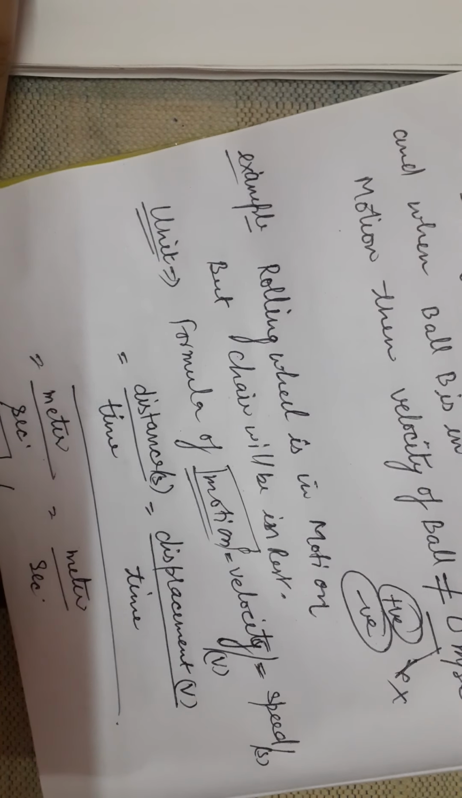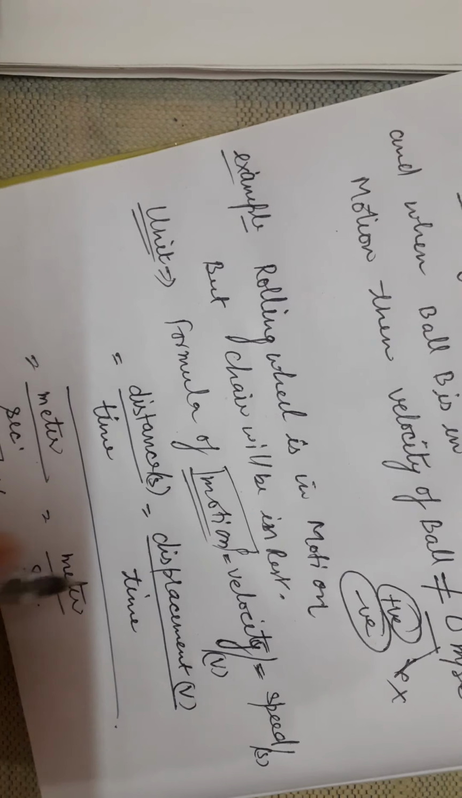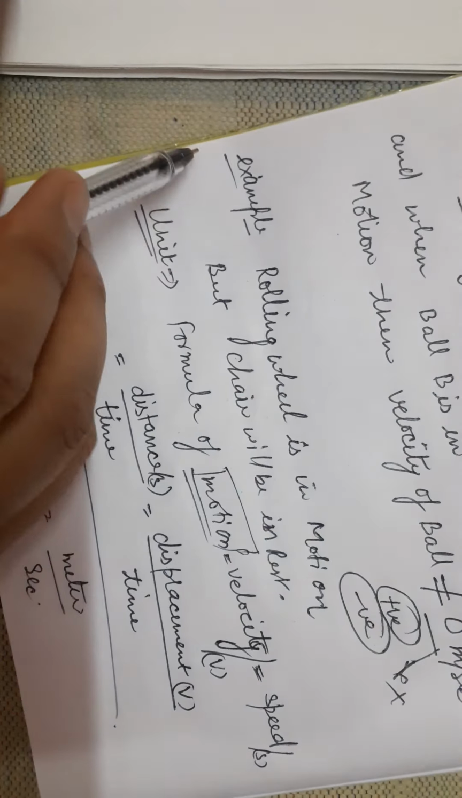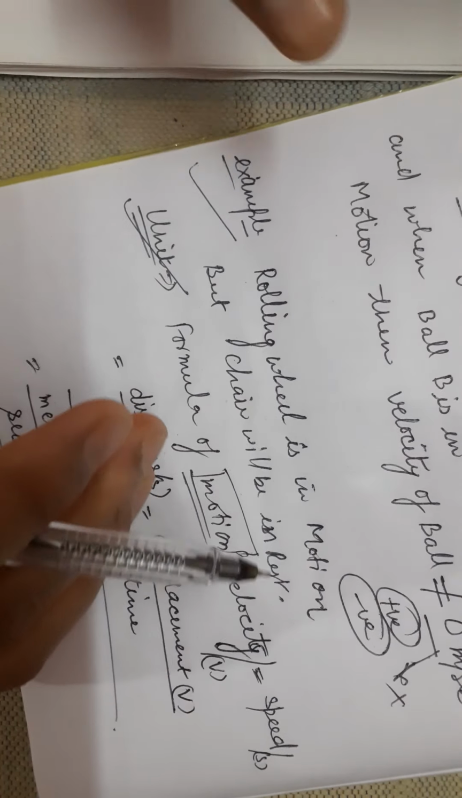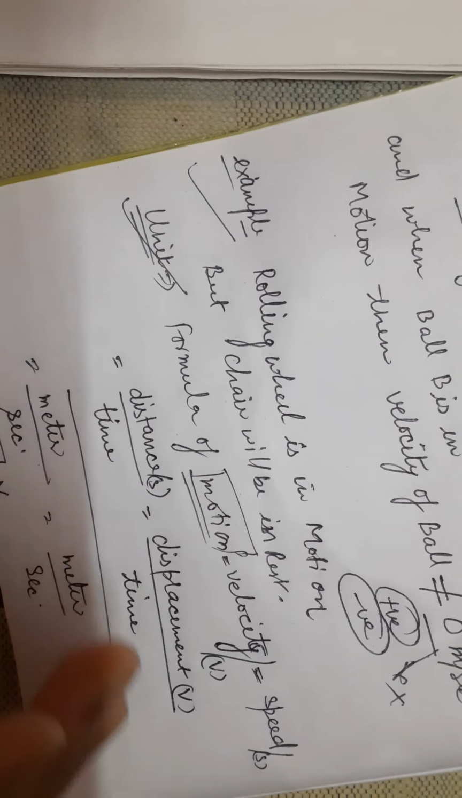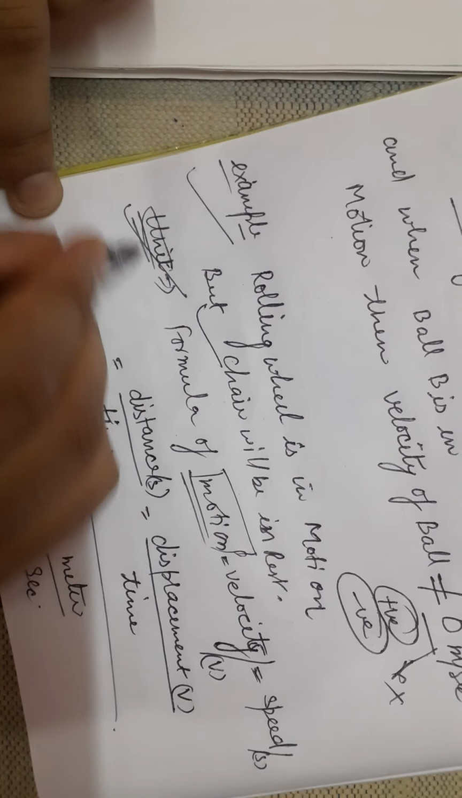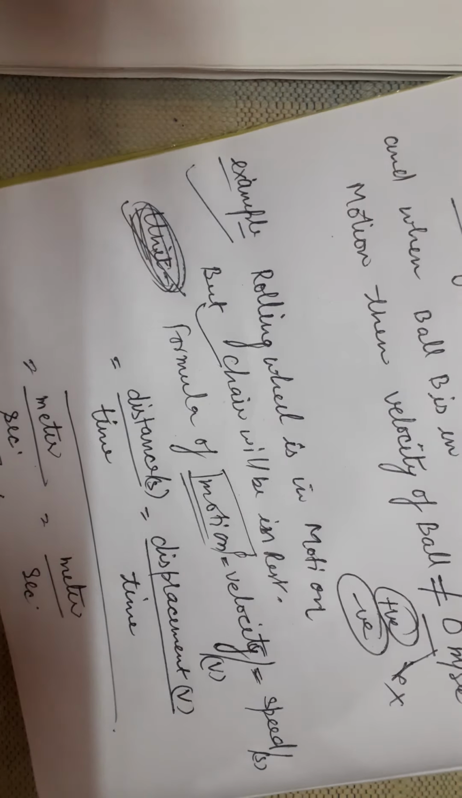Okay, so you have to learn the definition, mathematical form, example, unit, and type of quantity. These five things are required. You have to know them. Okay.